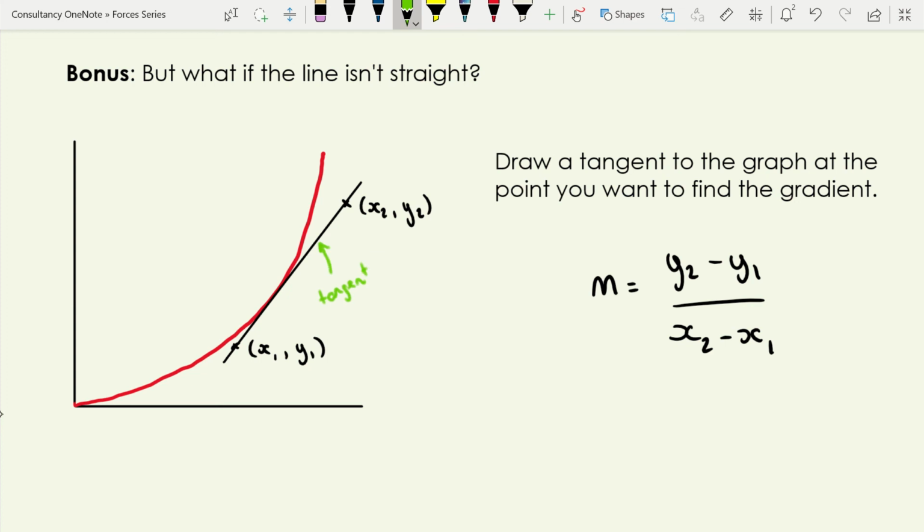I've picked 2 points on my tangent. I've called them x1, y1, and x2, y2. So we'd do exactly the same thing. We'd do y2 minus y1 over x2 minus x1, and we could find the gradient at this specific point here. And if we want to find the gradient somewhere else, we draw a tangent at that other point there. And the further to the right we pick a point, the bigger the number we should get for the gradient of our tangent.